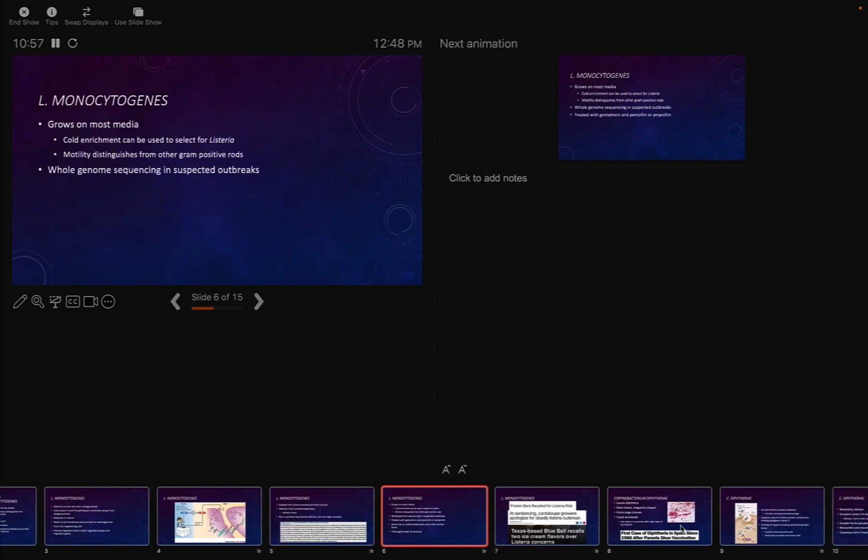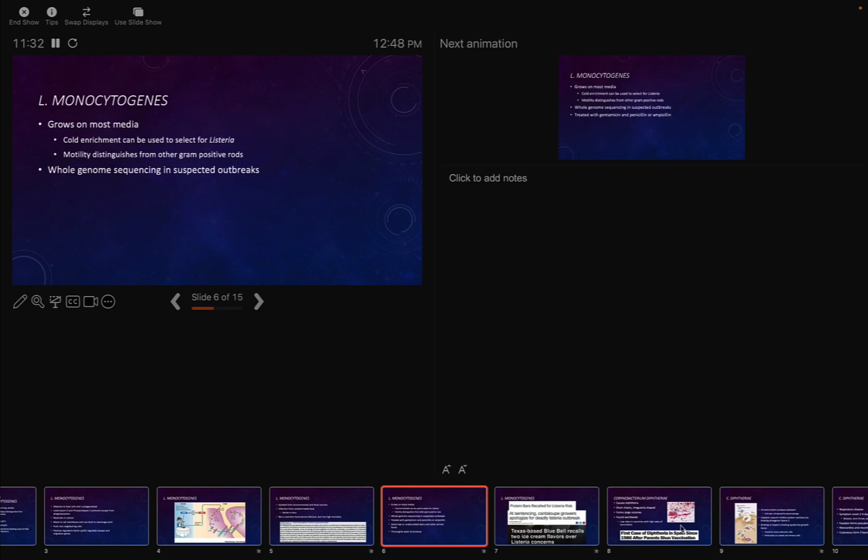It will grow on most media. It's not terribly picky. We haven't really talked about a picky bacterium yet. We'll get there. We'll talk about some picky ones. But you can do cold enrichment. So let's say you suspect a person has a GI infection with Listeria and you want to plate a stool sample. Well, there's lots of stuff that's going to grow, but most of it only grows at human body temperature. So if you incubate the plate at a cooler temperature, that should suppress the growth of the other organisms and allow for the growth of Listeria, because it will grow at that wide range of 1 to 45.